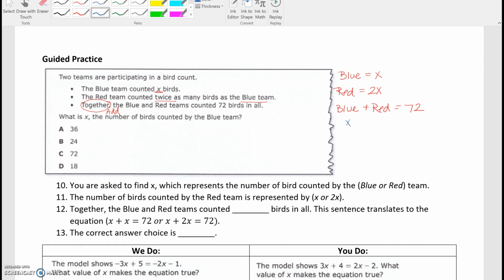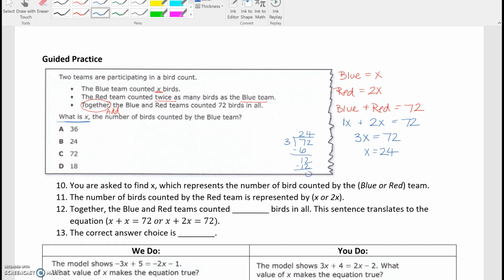Okay, so the blue team was X, the red team was 2x, and that equals 72. So it's like a bird here, 2 birds over here. So there's 3 birds, 3x equals 72, because you're just adding the number in front. So it's like 1x, 1 plus 2 is 3, 3x. And then I have 72 divided by 3, 2 times 3 is 6, 12, 3 times 4 is 12. So x is equal to 24.